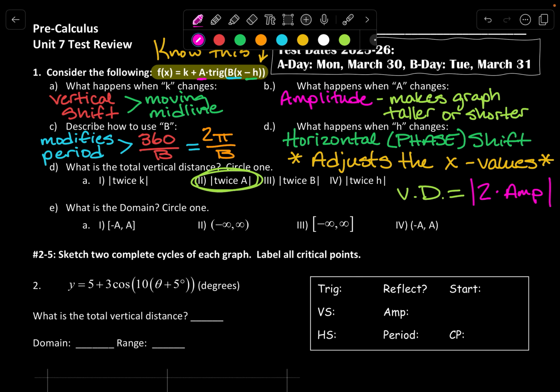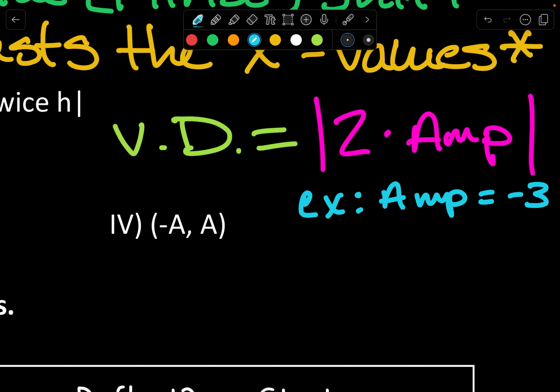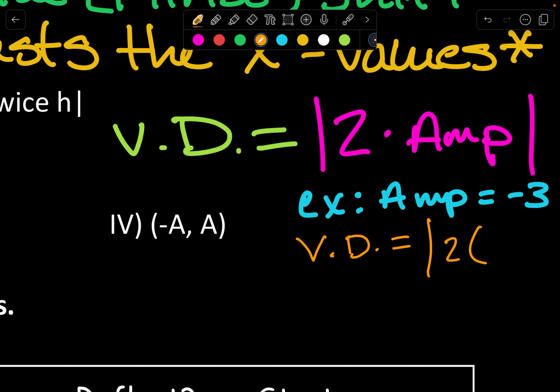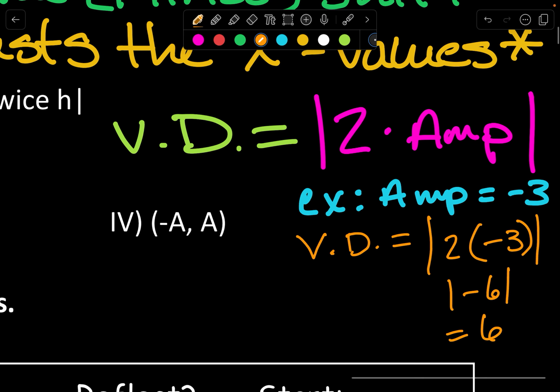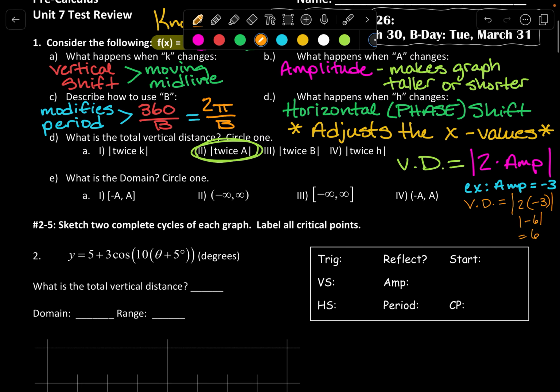Let's say you have an amplitude, I'll do a little example over here. Let's say you have an amplitude of -3. Your vertical distance would equal the absolute value of 2 times -3, so the absolute value of -6, which is 6. So that's how you can find your amplitude or your vertical distance, depending on which one you are given.